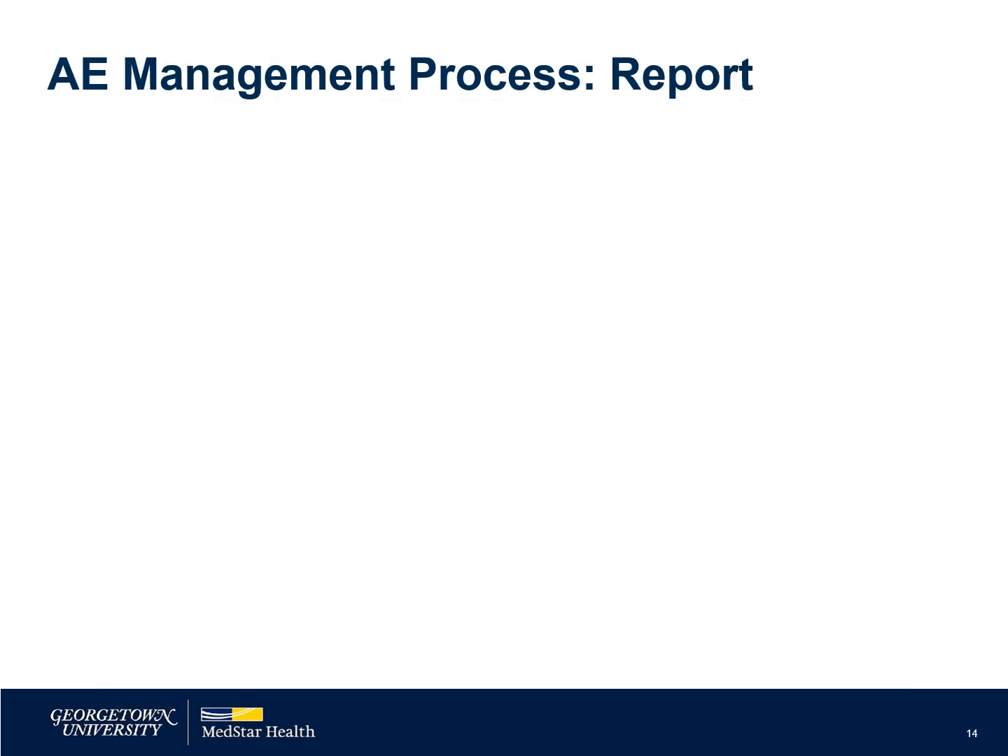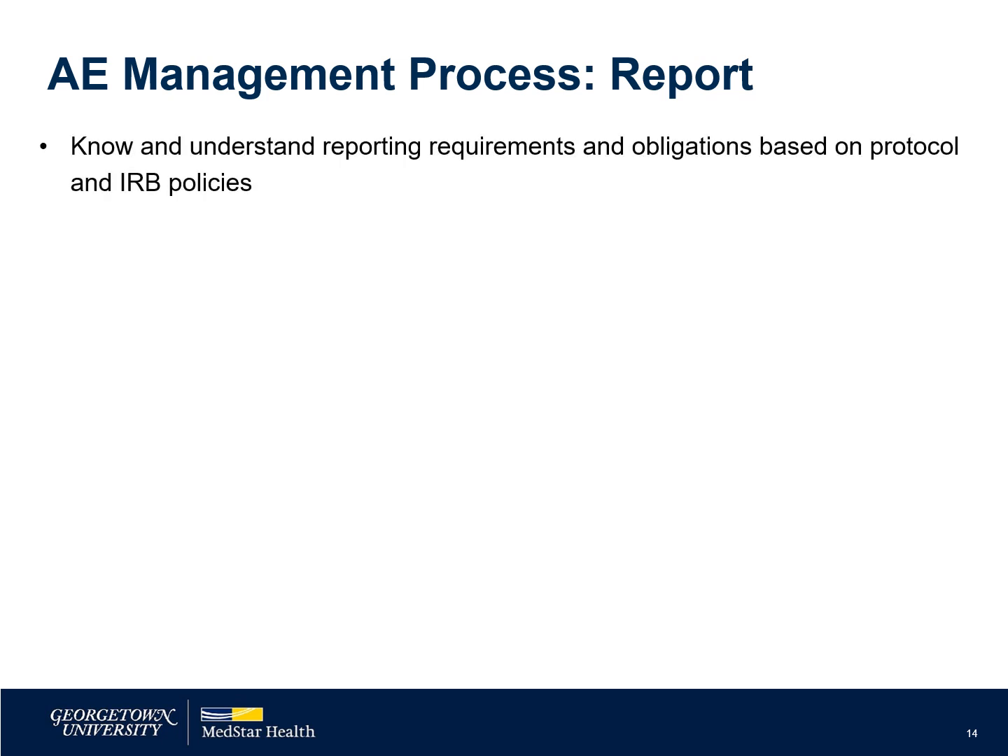Reporting of an adverse event is the final stage of adverse event management process. It is important to know and understand the reporting requirements and obligations based on the protocol, as well as all applicable IRB policies. The primary coordinator or data manager with oversight of the PI should regularly report any adverse event in accordance with the protocol and local policies, ensuring the use of appropriate method such as electronic databases and systems.